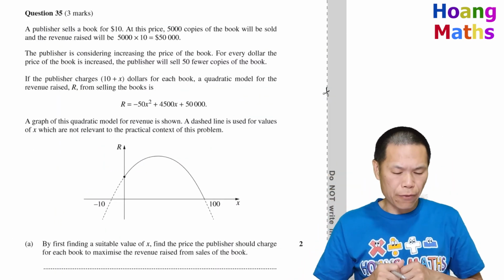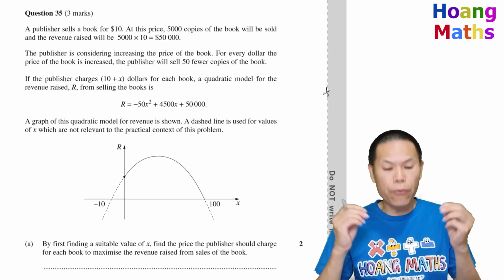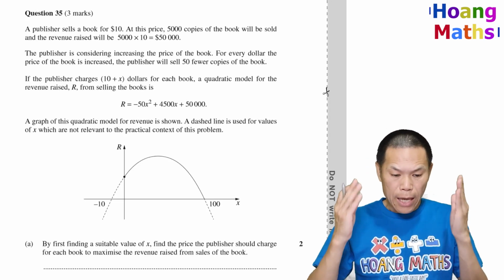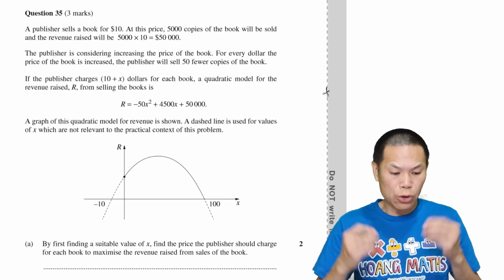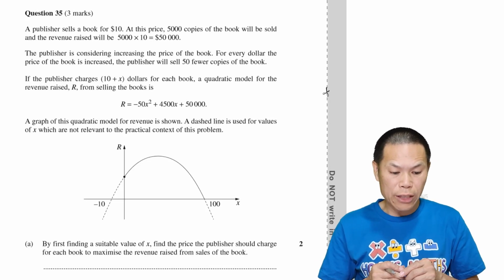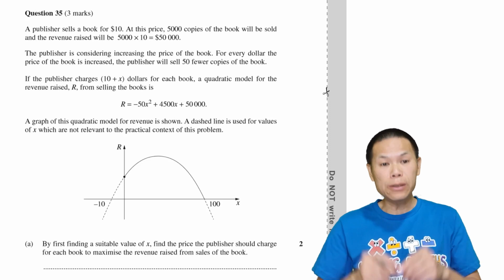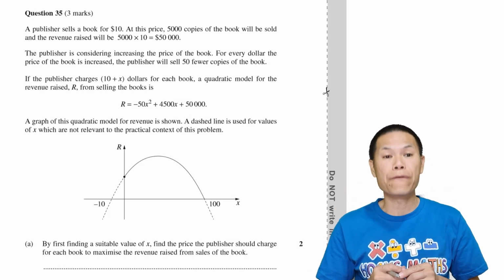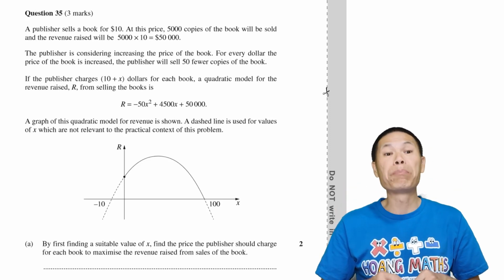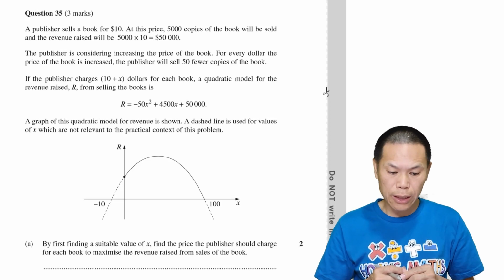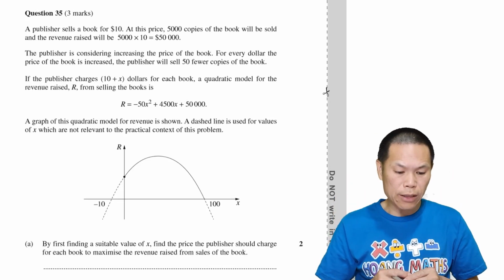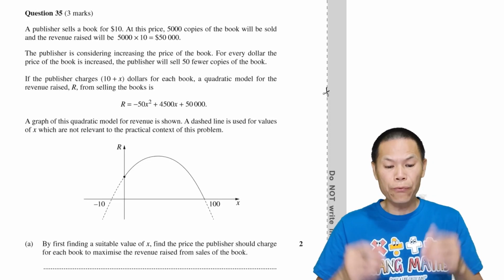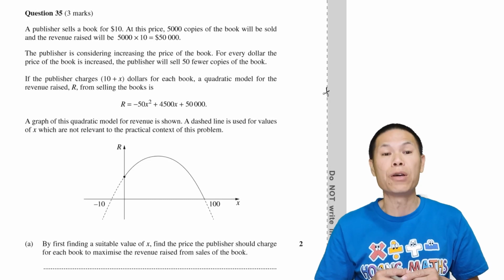Question 35. A publisher sells a book for $10. At this price, 5,000 copies of the book will be sold and the revenue will be 5,000 times 10. So that is $50,000. The publisher is considering increasing the price of the book. For every dollar the price of the book is increased, the publisher will sell 50 fewer copies of the book.